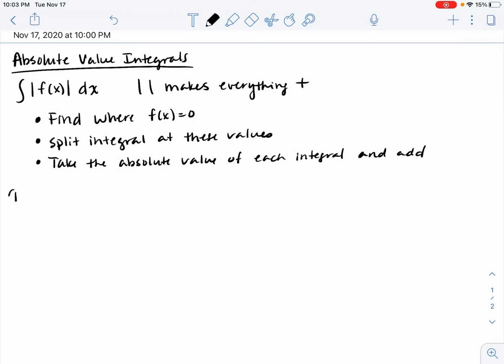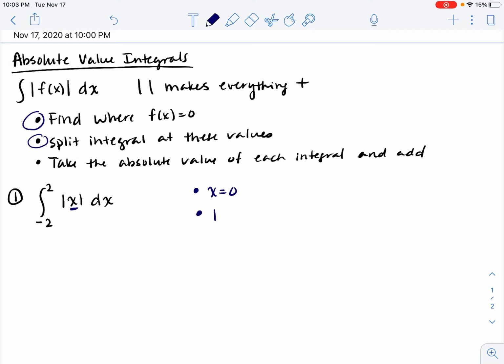Let's look at example 1, and we'll do a really easy one to start with, as basic as it gets. Let's say I asked you to find the integral from -2 to 2 of the absolute value of x dx. Let's go through the steps. Step number 1 is to find out where the function equals 0. This time the function is just x, so it's pretty easy. Where does x equal 0? Well, it equals 0 at 0.